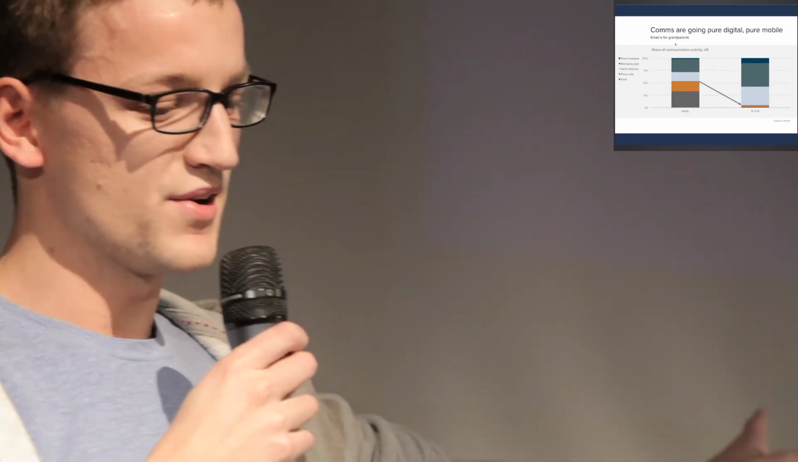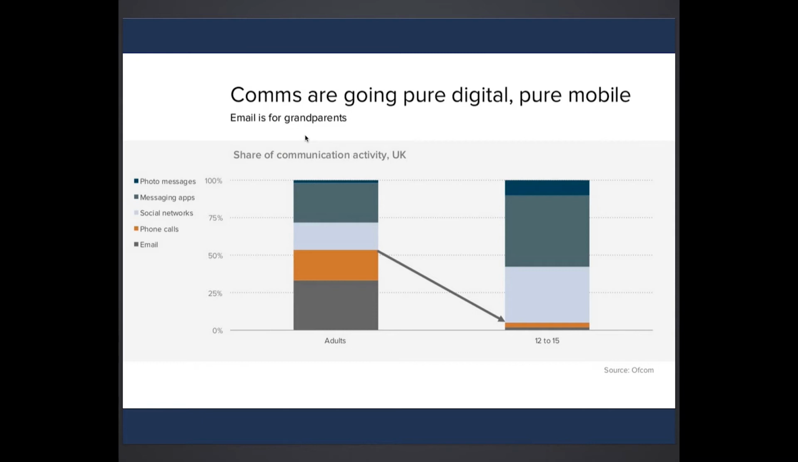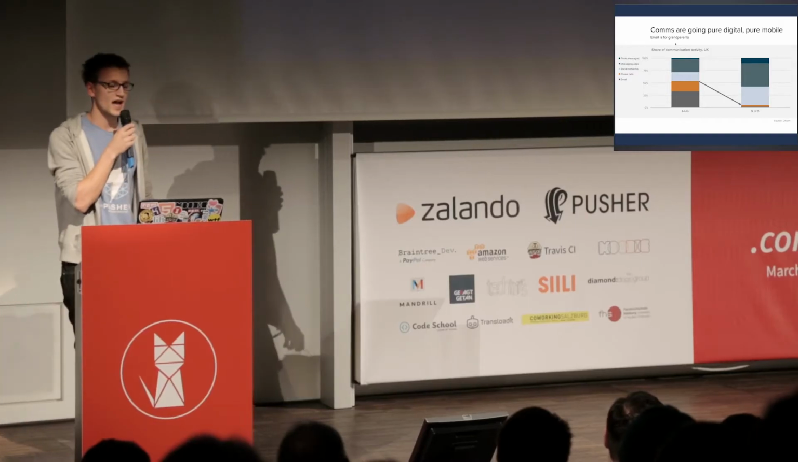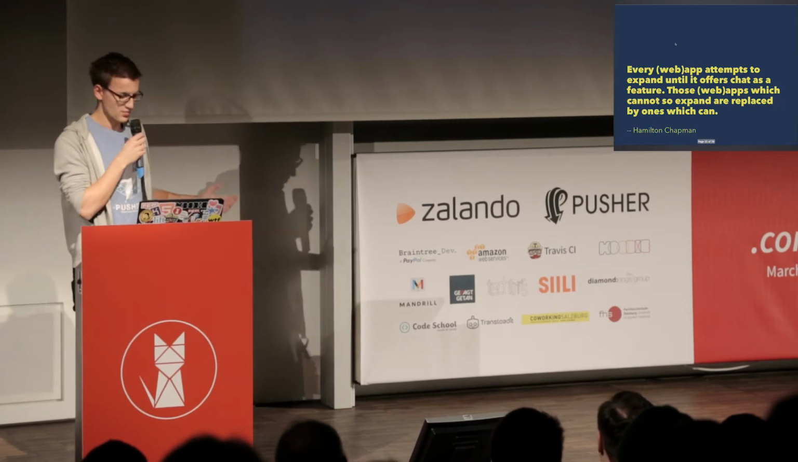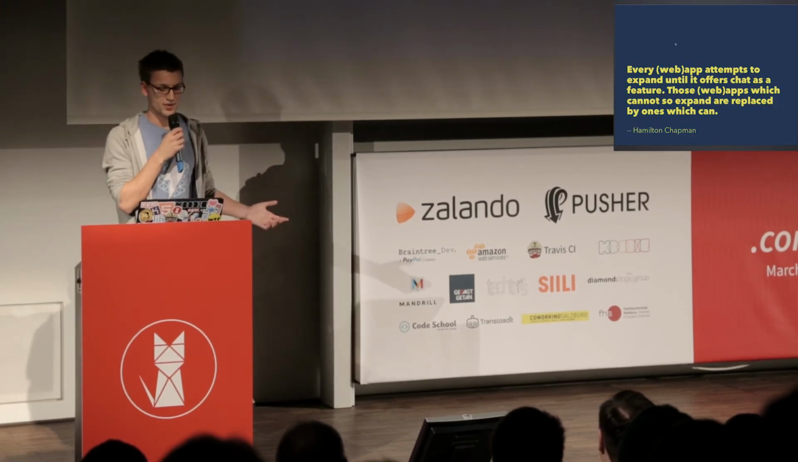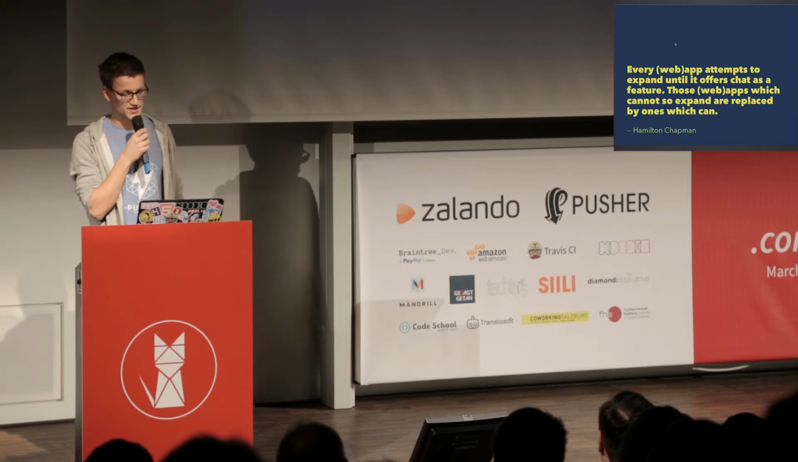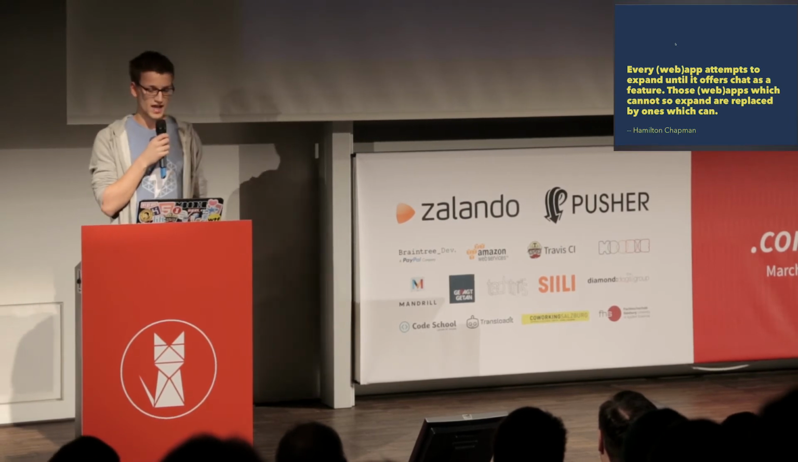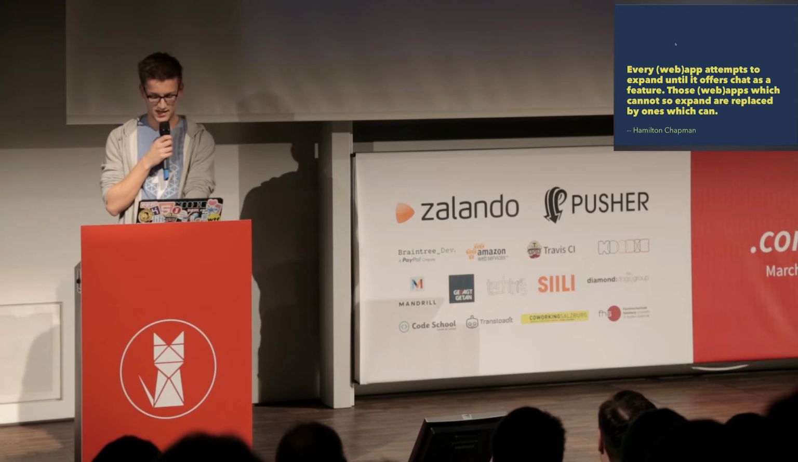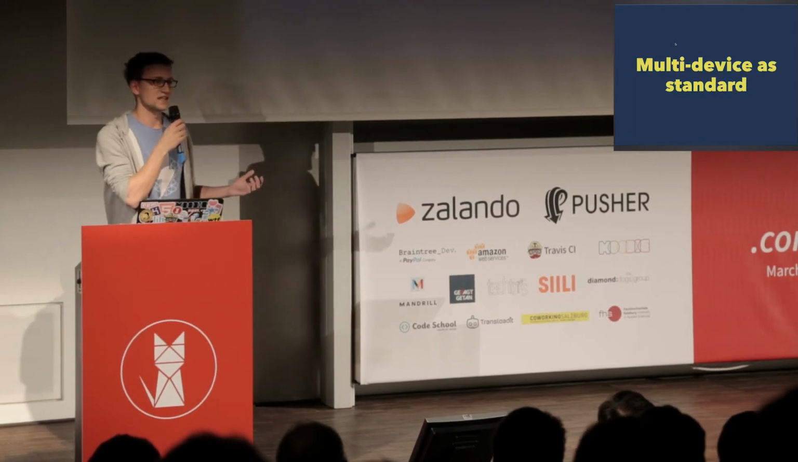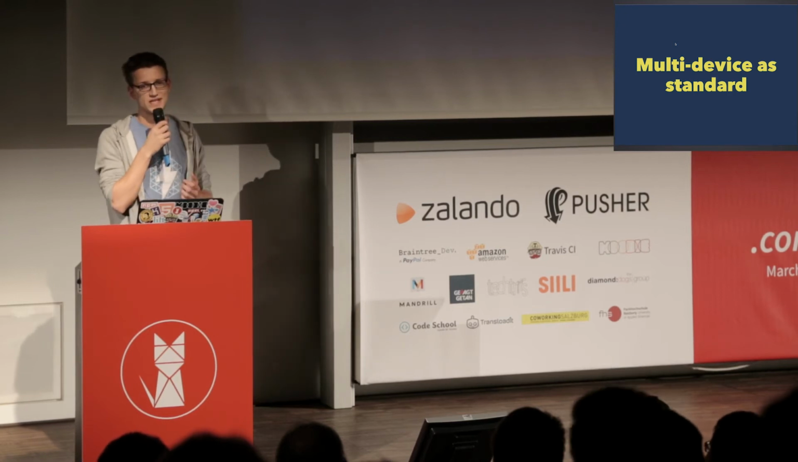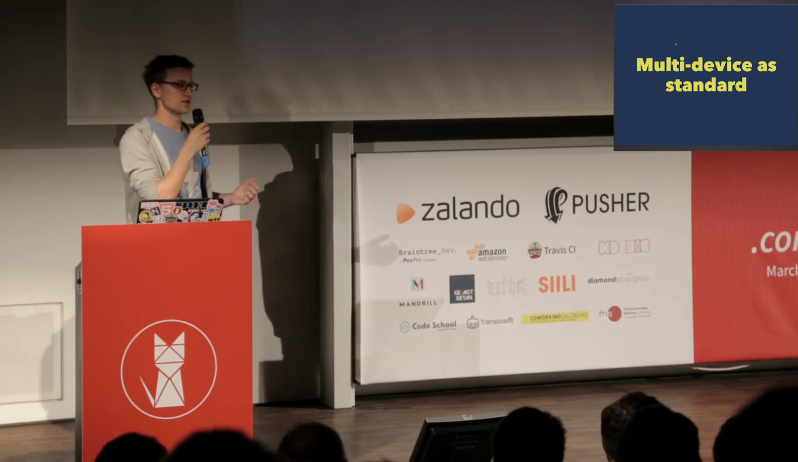This is from the UK, though, a graph showing how communication amongst different groups in the UK recently has moved completely away from email, and it's moving far more into sort of messaging apps, social networks, that sort of thing. So I'm proposing a more up-to-date version is every web app, or just normal app, attempts to expand until it offers chat as a feature. Those apps which cannot so expand are replaced by ones which can. So chat, I think, is clearly something that everyone uses, and communication is pretty key to how everyone works and how people enjoy spending their free time.